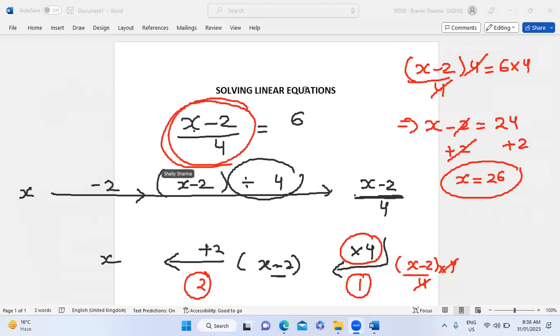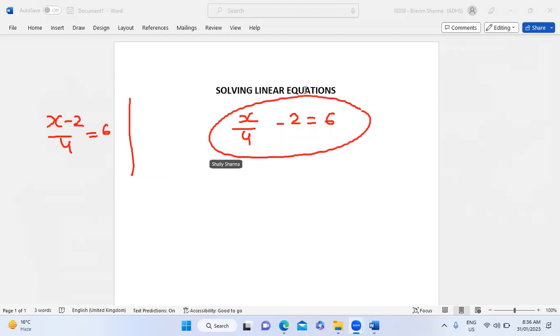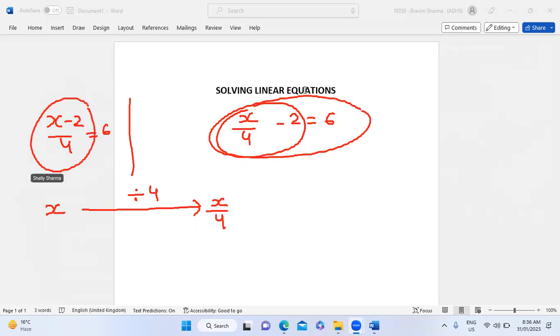Now let's say the same question, but I just made a little variation to that. So I was having x minus 2 over 4 equal to 6. Now I'm taking a question x over 4 minus 2 equal to 6. Now in this question, how is this expression formed? Here I was having x. First, x is divided by 4, so you got x over 4. In the previous question, first x was subtracted and then the whole thing was divided by 4. In this part, x is divided by 4, so you got x by 4. And then you subtracted the 2 here.